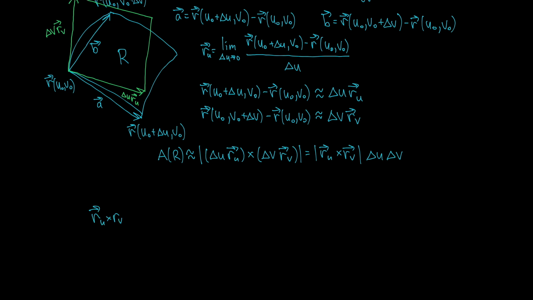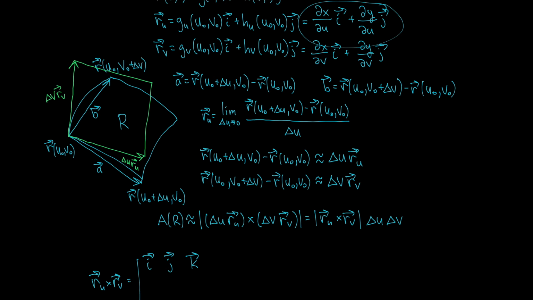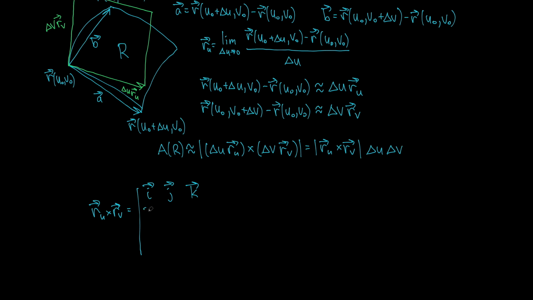So r_u cross r_v is equal to the determinant of the matrix formed with i, j, and k, where, remember, we calculated r_u was these partials and r_v was these partials. So I'll just throw those in. So we have partial x with respect to u, and partial of y with respect to u. And then for v, we have partial of x with respect to v and partial of y with respect to v. And then k is 0 because we're in 2 dimensions.